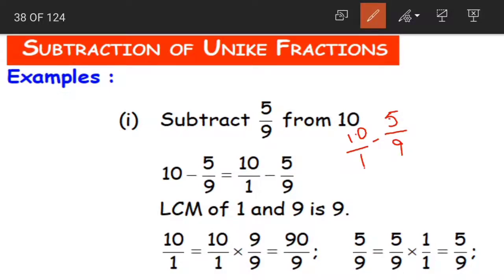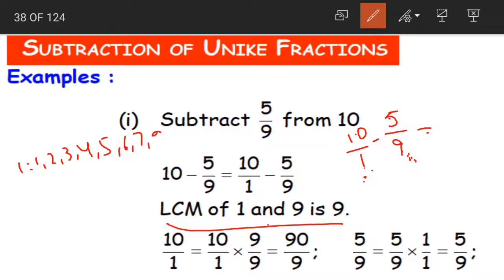That means 10 by 1 minus 5 by 9. Now here the denominators are different. What will we do, children? What should we do? What did we do in addition? Yes, we took the LCM of 1 and 9. When we take the LCM of 1 and 9, what are the multiples of 1, children?